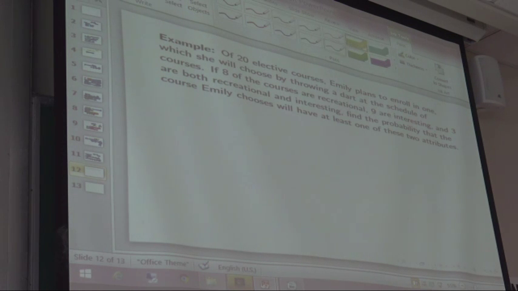Now, there are 20 elective courses, and Emily plans to enroll in one, which she will choose by throwing a dart at the scheduled courses. 8 of them are recreational, and 9 are interesting, and 3 are both recreational and interesting. Find the probability that the course Emily chooses will have at least one of these 2 attributes. So this is at least.